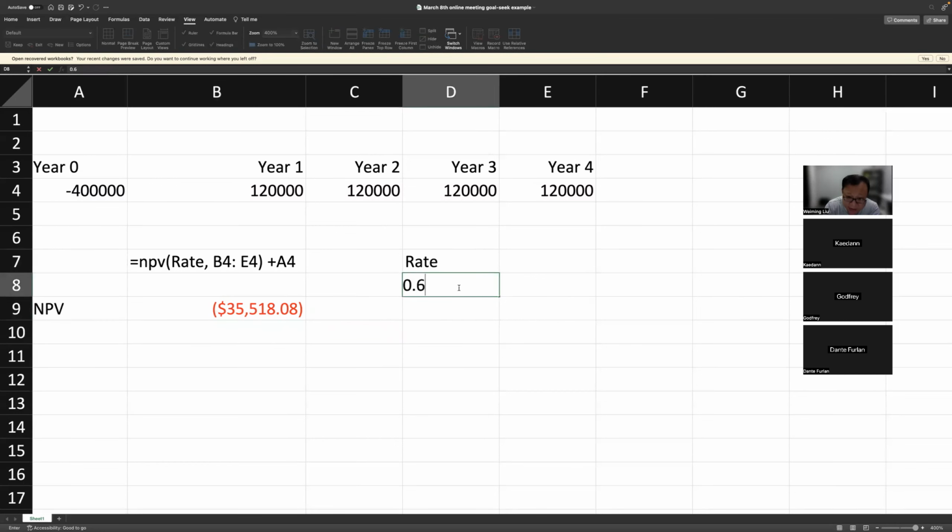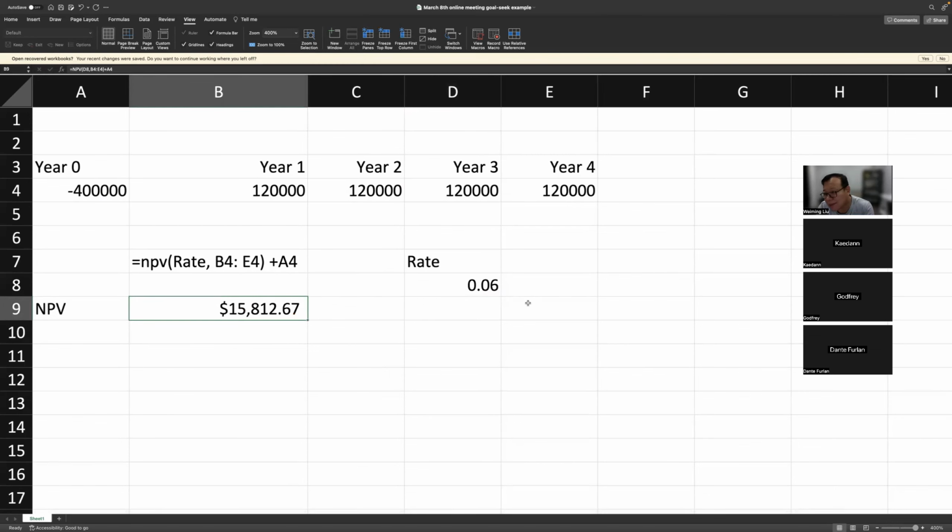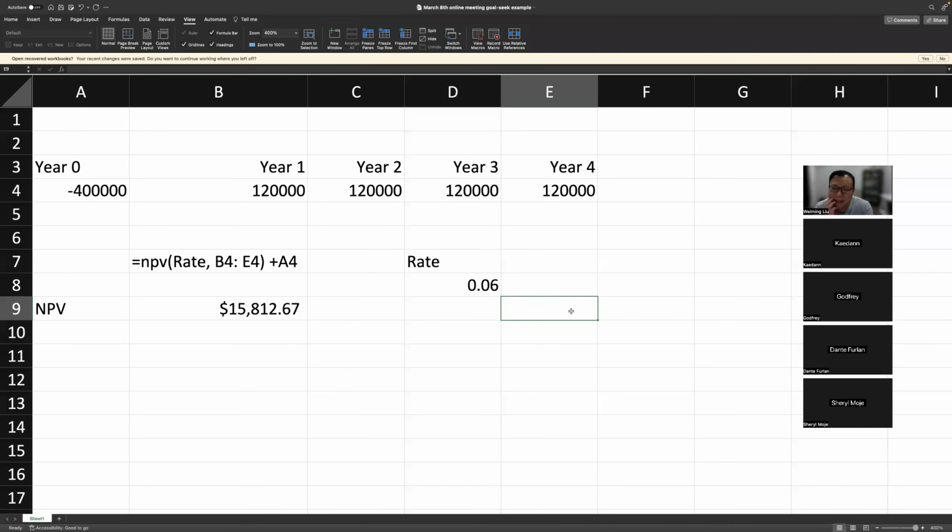So we know that it is less than 0.1. What about 0.6? Oops. Oh, sorry, 0.06, 6%. If it's 0.06, okay, then I have a positive number, right? So it has to be between 6% and 10%. So then you can do this approach called trial and error, right? So you try it and then see what's the net present value until you fine tune it down to the point NPV is very close to 0. But this is very time consuming, right?